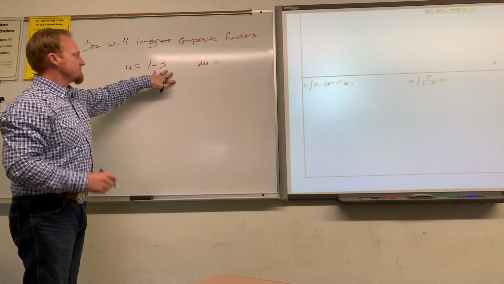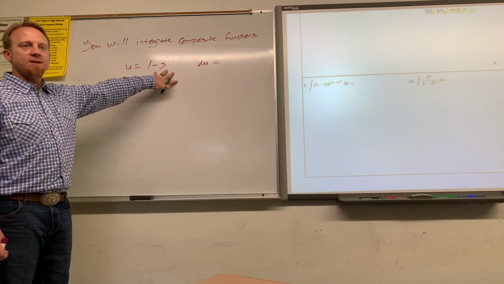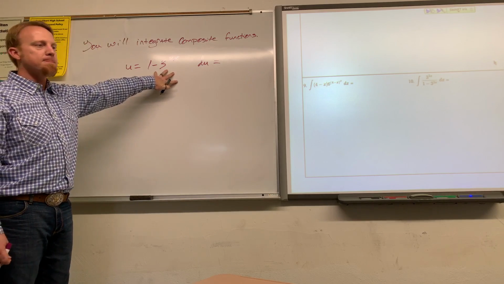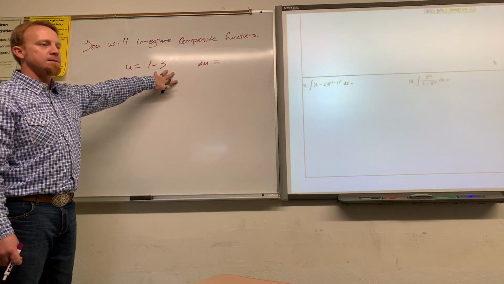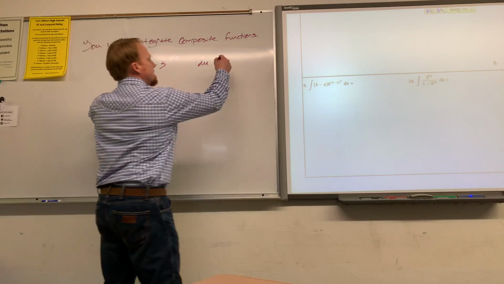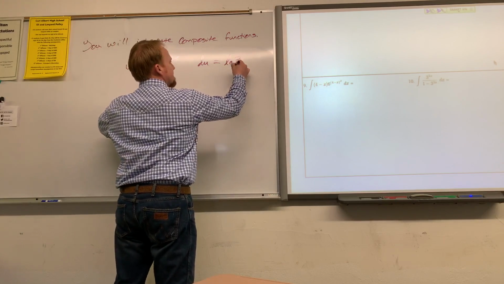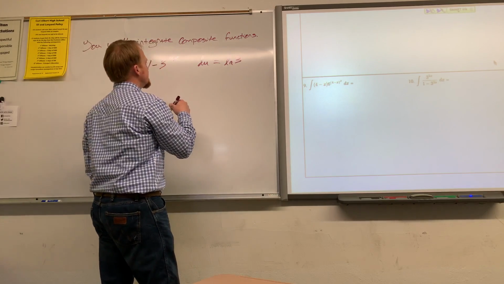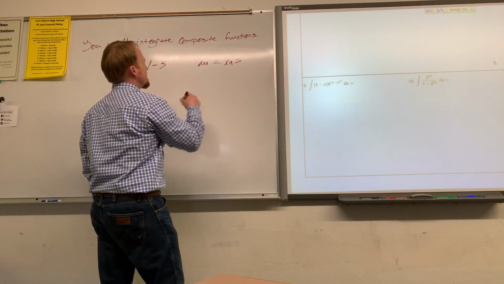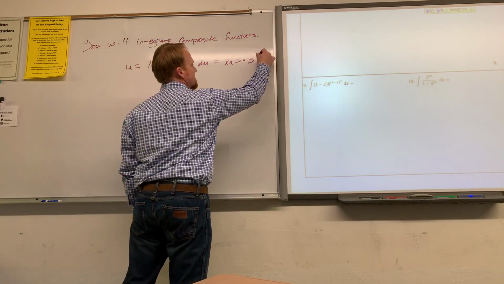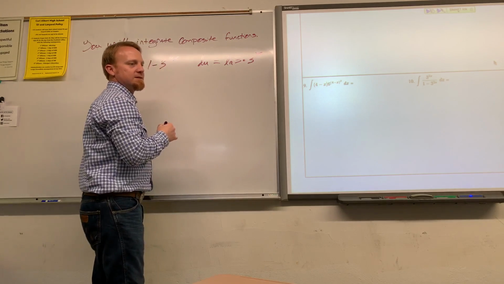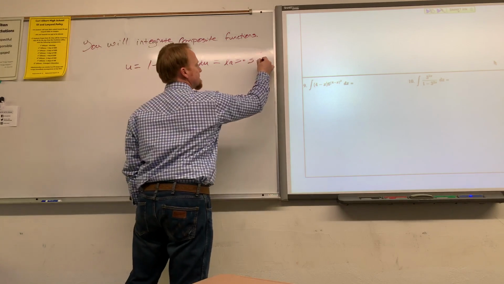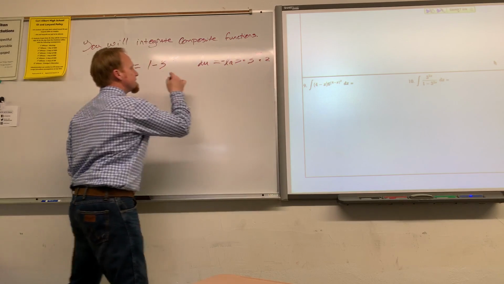Raise your hand if you can tell me the derivative of negative 3 to the 2x. Negative 6 to the 2x? Natural log of 3, times 3 to the 2x, times 2. And don't forget about the negative.